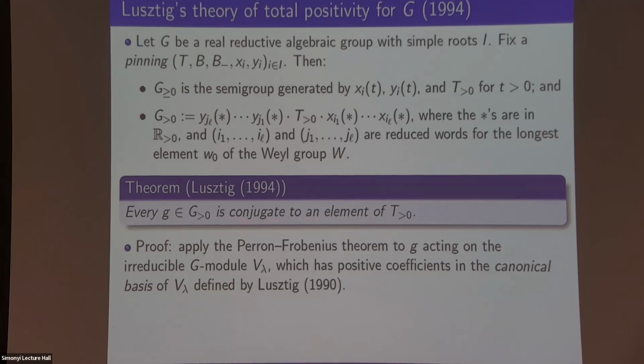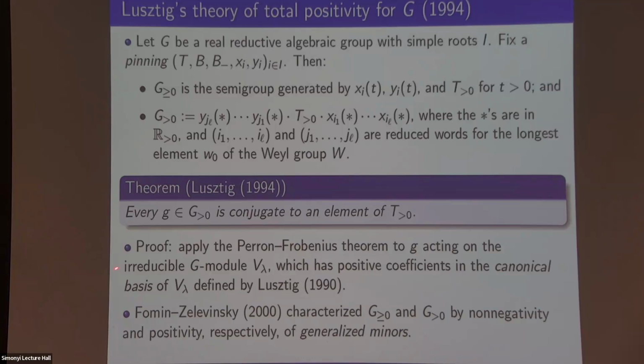So before we were considering matrices acting on exterior powers. Now we consider little g acting on irreducible G modules V lambda, associated to dominant characters lambda. And we take the canonical basis of V lambda, and Lusztig shows that if this little g is totally positive, then the action on this V lambda has positive entries, and so we can apply the Perron-Frobenius theorem. The proof is quite complicated, because this canonical basis is quite complicated.